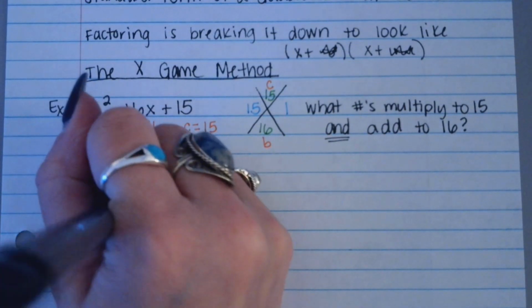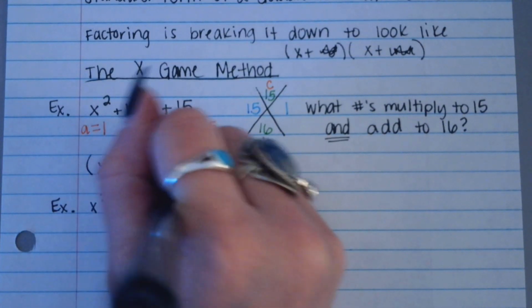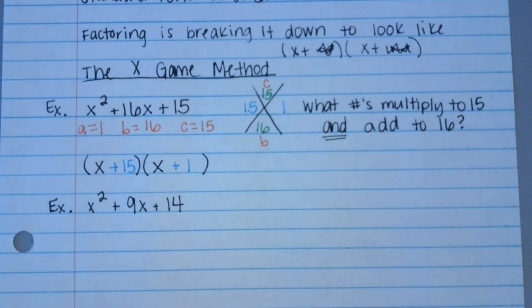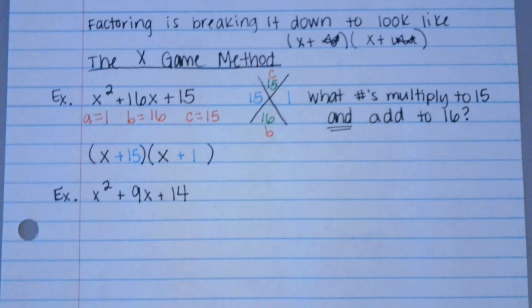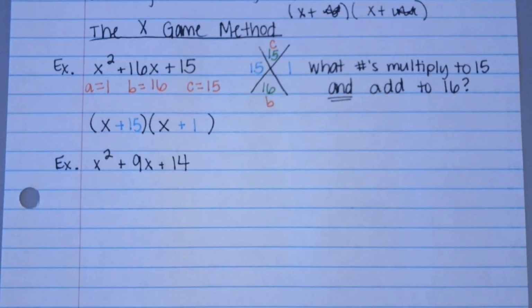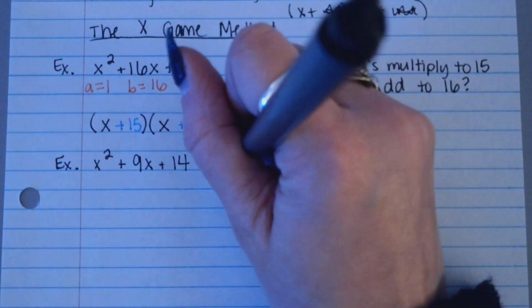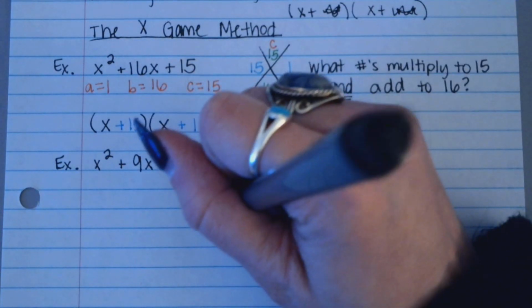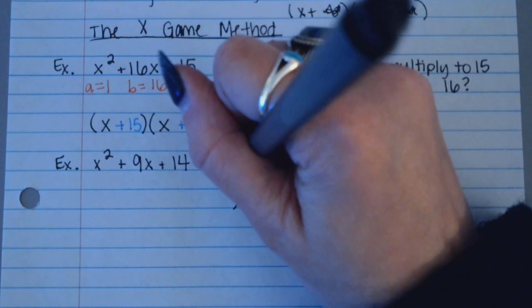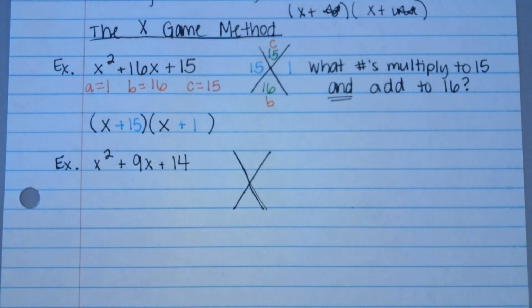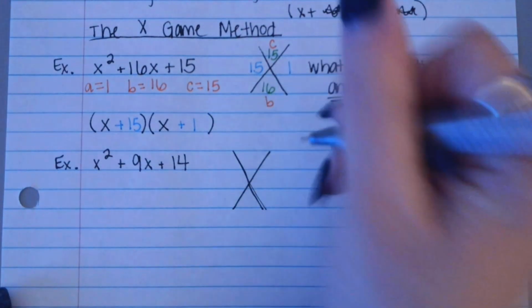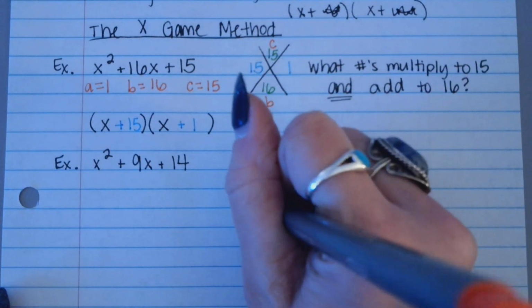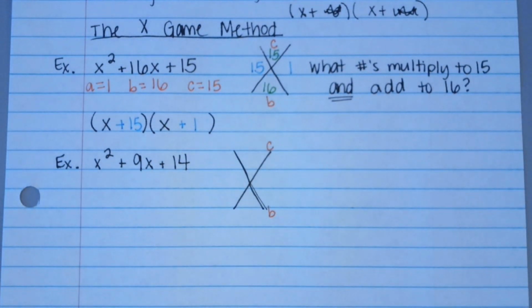We're going to do x squared plus 9x plus 14. I'm going to draw my x again. I like to make my x about 3 lines tall, personally, because I write kind of big. And then remember, C goes on top and B goes on bottom.